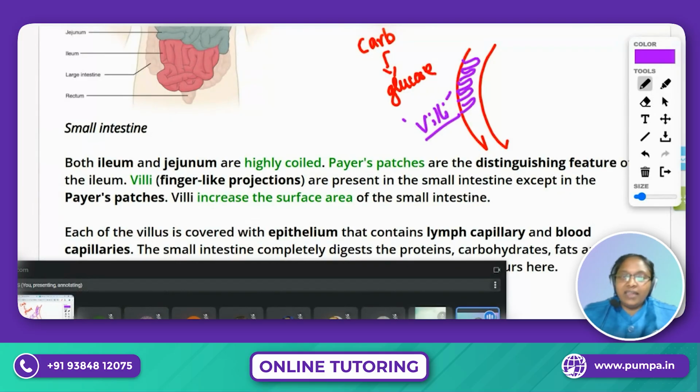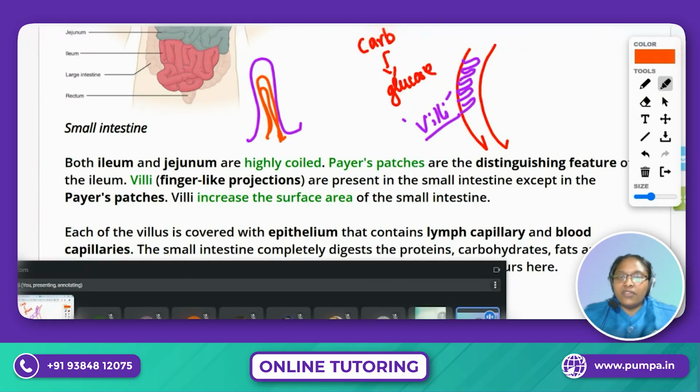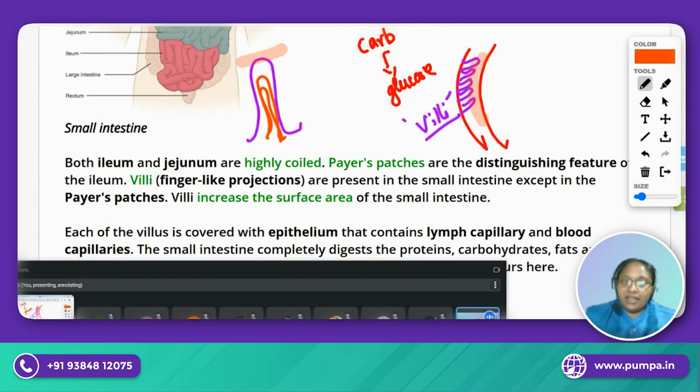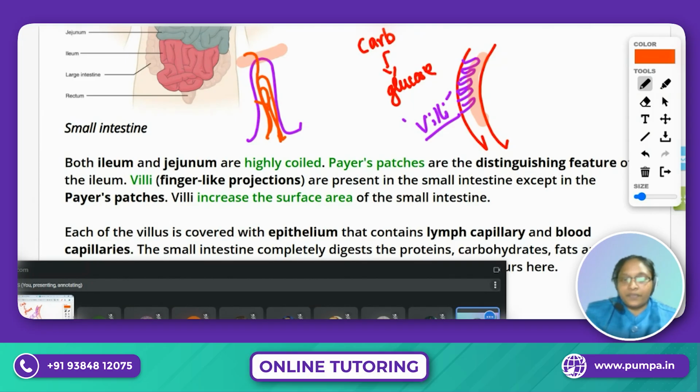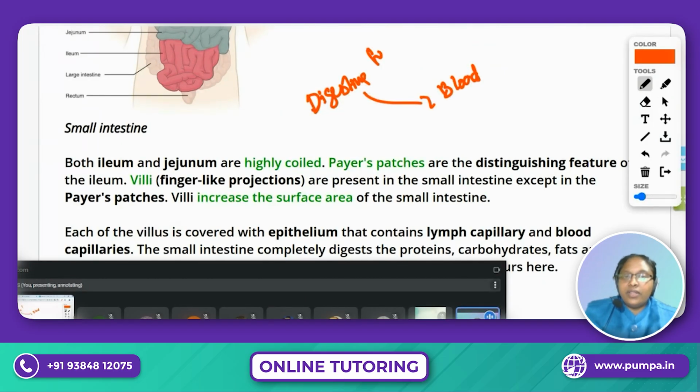Each villus has blood vessels in it, like this, so that as the food moves along, all the nutrients, meaning the glucose alone, not every material, only the digested material, will be sent into the blood. So absorption is the movement of digested food from the digestive system to the blood.